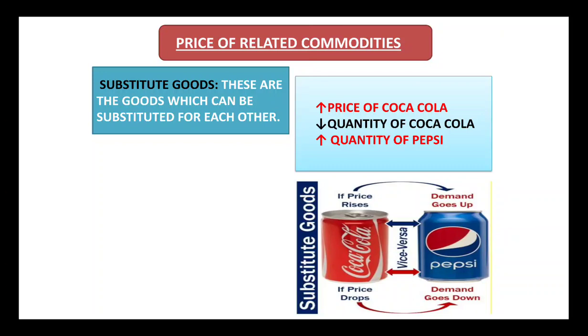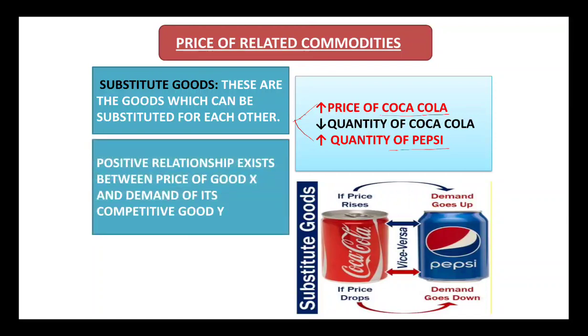So what do you see? What kind of relationship do we have here? A positive relationship between the quantity of Pepsi and the price of Coca-Cola, both being substitutes. So this kind of relationship shows a positive relationship, right? Substitute goods always portray a positive relationship between the price of a good X and the demand for its competitive good Y, which is a substitute.